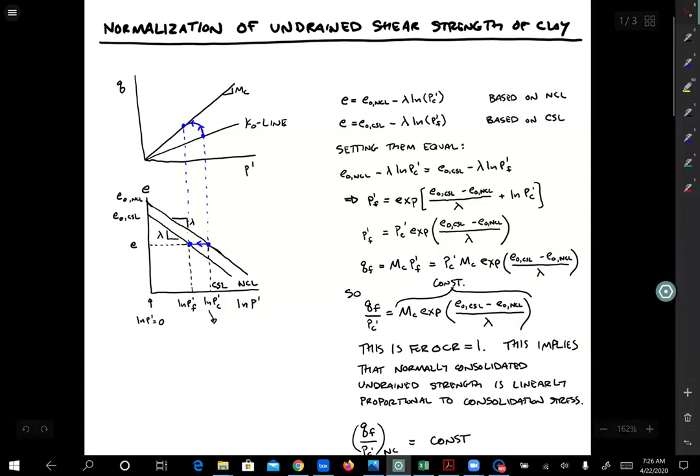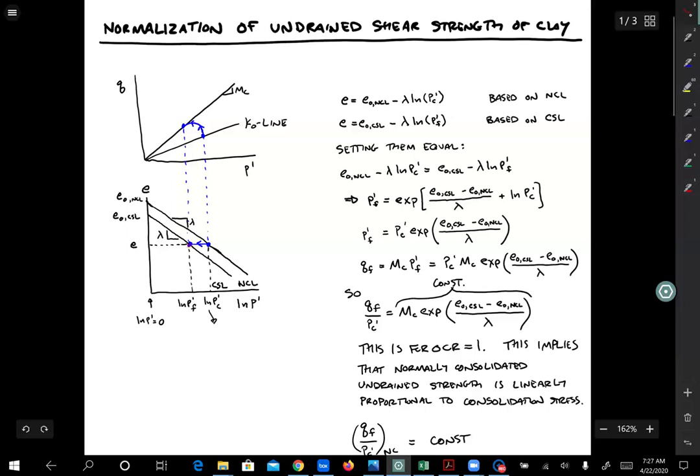Okay, so the starting point, the void ratio is equal to e naught NCL, which is the intercept up here when ln of P prime is equal to 0, right? So that's the intercept of the NCL. And then minus lambda times ln of P_c prime. So we're going from this point down to that point along this slope lambda. And notice that we have ln of P prime is 0 here, and this is ln of P_c prime, or we'll call it the consolidation stress. It's the mean effective stress under which the soil is consolidated.